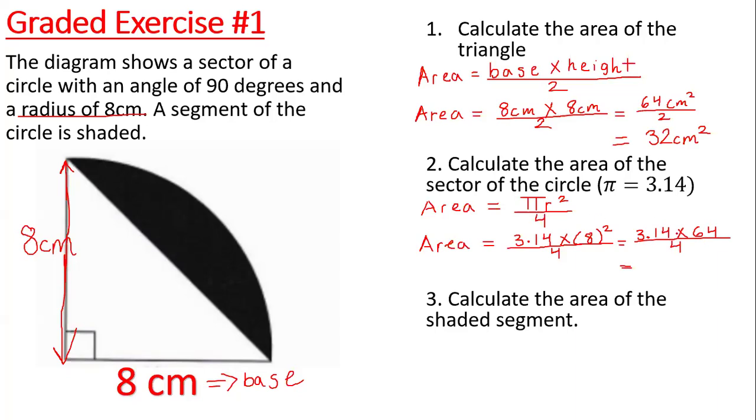3.14 times 64. That's what? 200.96 divided by 4. And when you divide 200.96 by 4, you get what? 50.24. Anyone else got 50.24? Very good. 50.24 centimeters squared.